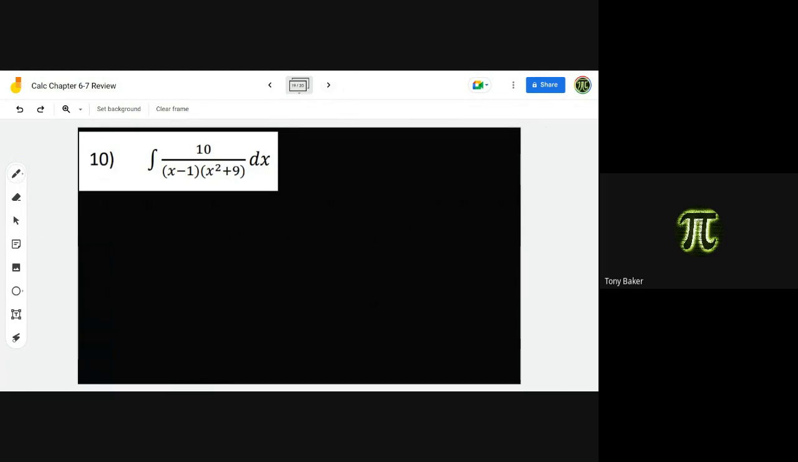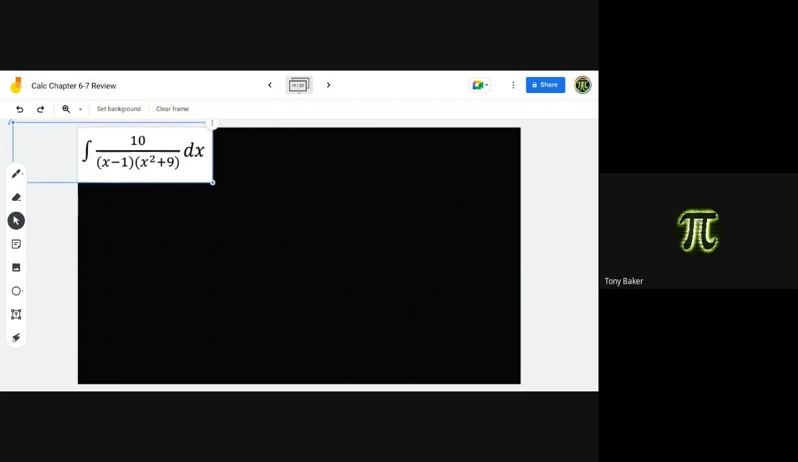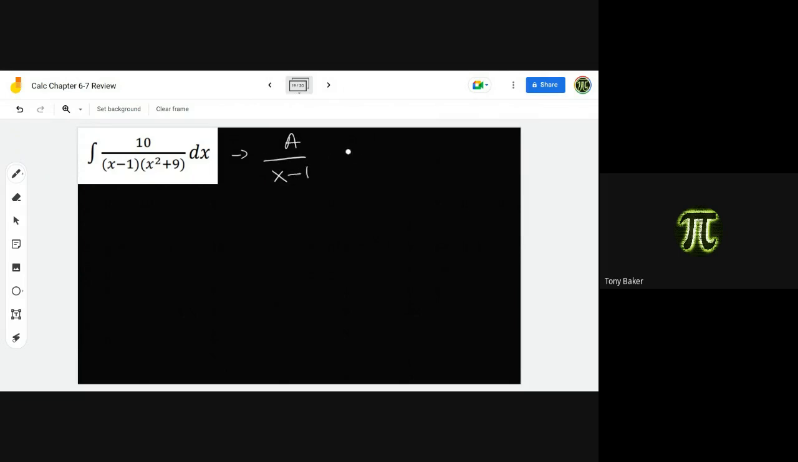All right, so this one. Nice thing is it's already factored. I don't have to do long division or anything else on this one. I just have to set it up correctly. So this becomes a over x minus 1, and then it's bx plus c over x squared plus 9.